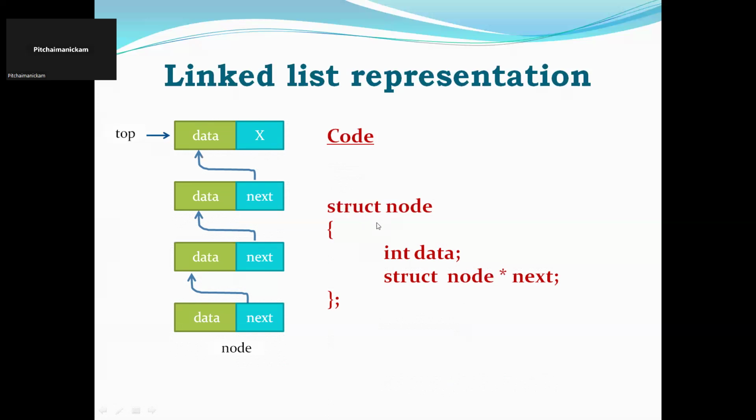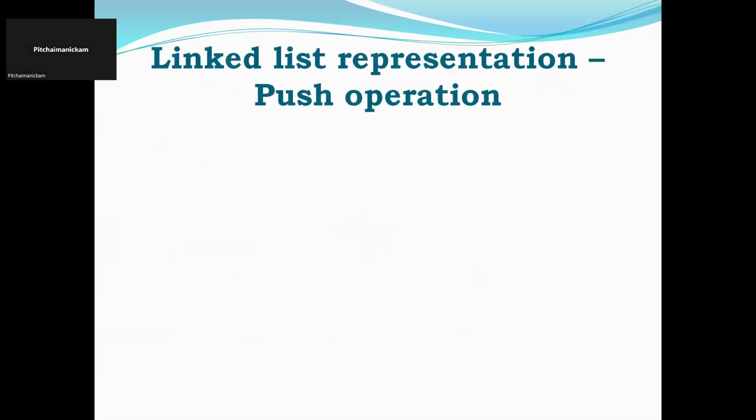First, we represent the node, the struct node, and we have two different fields. One is the data, and another one is the struct node star next pointer. So this is a linked list representation.